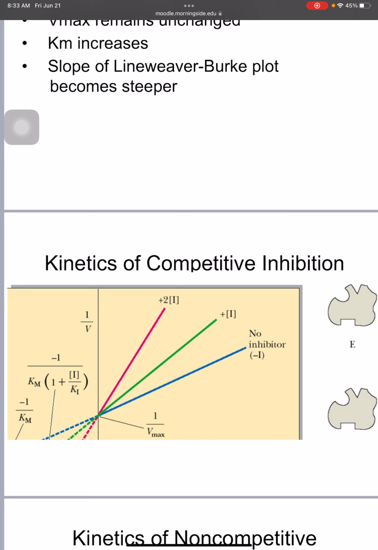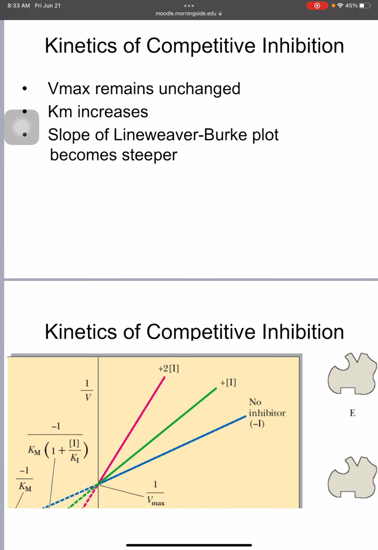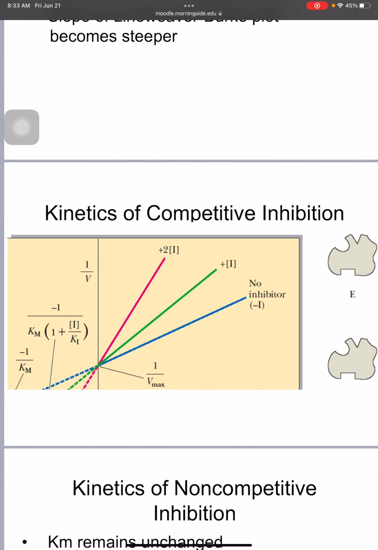However, we said that the Km increases, right? Remember, the Km was defined as the concentration of substrate required to get to half of your Vmax. And you see this does change, right? As we keep adding inhibitors, since the slope is getting steeper, you get larger values of -1 over Km, or the x-intercept. It keeps on climbing as you keep adding competitive inhibitor.